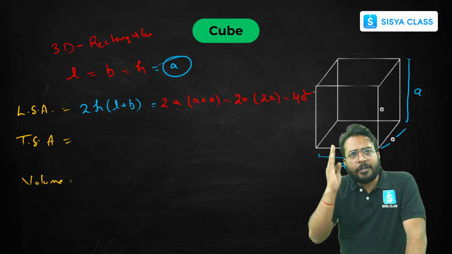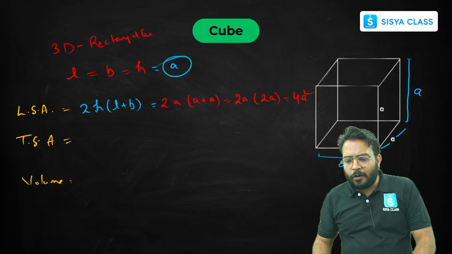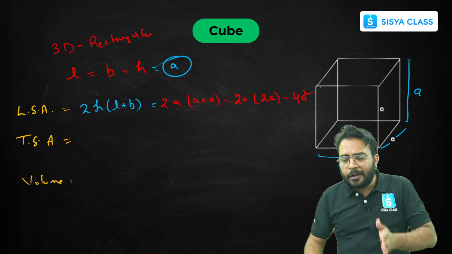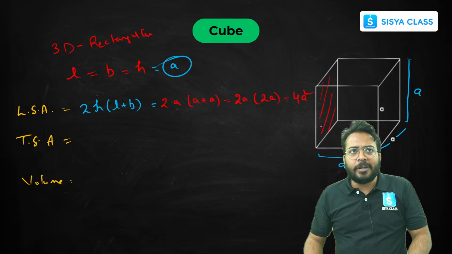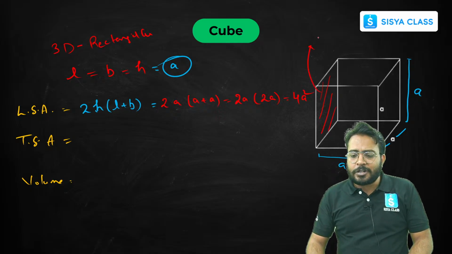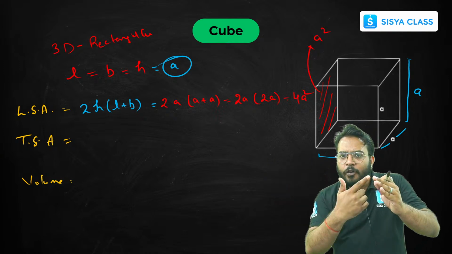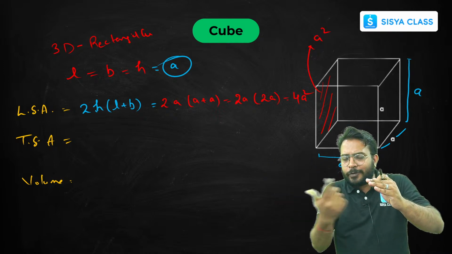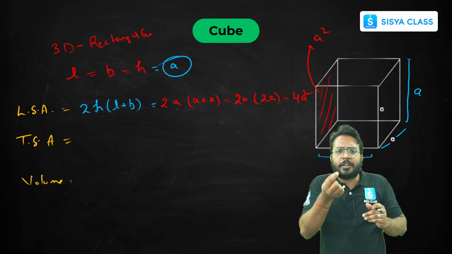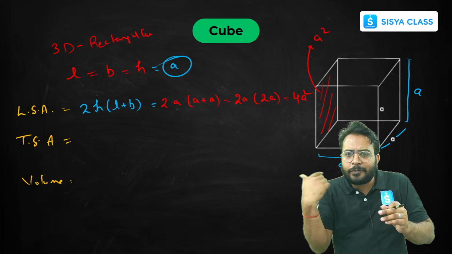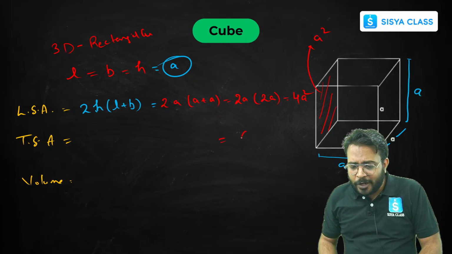Or you can think in this way also: the surface area of each side is A square. If I am talking about the lateral surface area, that means the area of the four walls, the four surfaces, and each surface area is A square, so the four surface areas give 4A square. In the same way, the total surface area is going to be 6A square. You can think in this way.